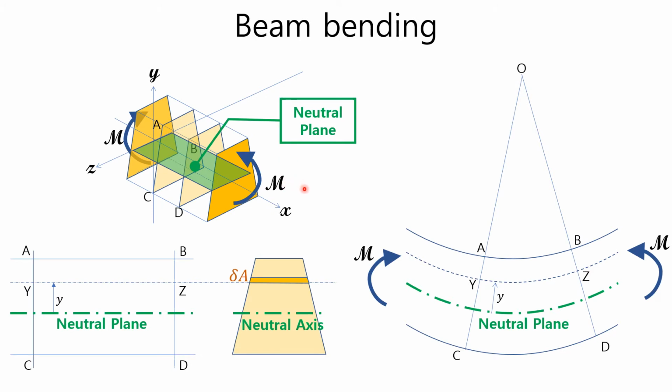In the beam bending by pure moment M, there is a neutral plane in which no strains and stresses are produced. When you cut the beam in the perpendicular direction to the longitudinal x-axis, you can find the straight line of neutral plane, which is defined as neutral axis. Neutral plane and the neutral axis are not section properties. They are related to both the direction of external load and section shapes.